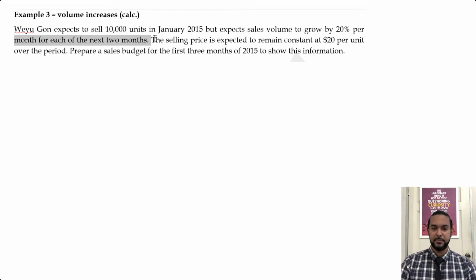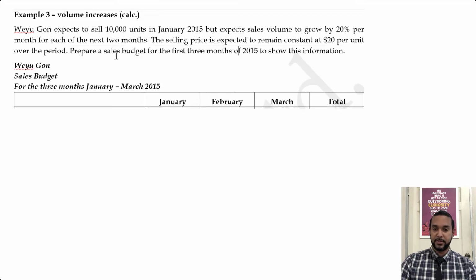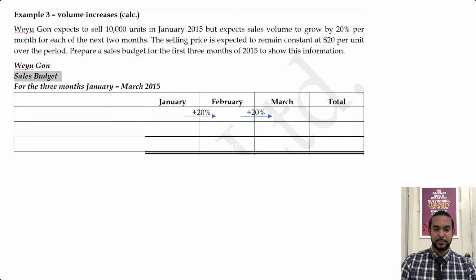I'm going to carry you through the nitty-gritty of those calculations in the table. Let's just finish with the information, right? So the selling price is expected to remain constant at $20 per unit for the period. Prepare the sales budget for the first 3 months. Okay, so Where You Gone, sales budget for the 3 months, January to March 2015. The first thing we need is the number of units. So I'm going to put it in and then I'm going to walk you through the calculation, all right?